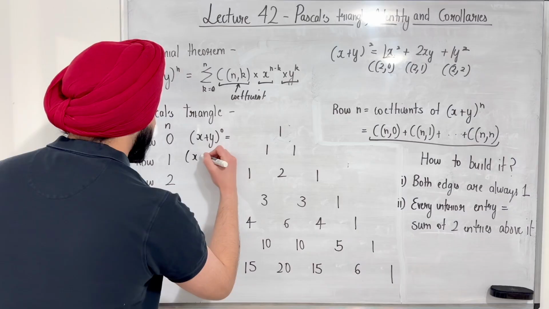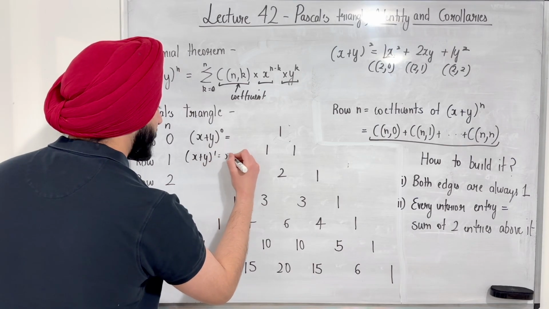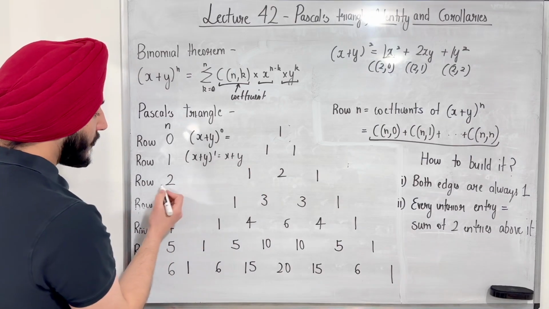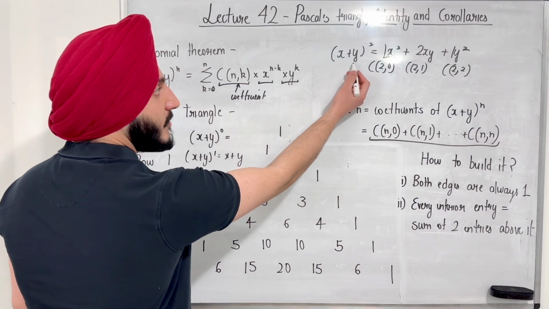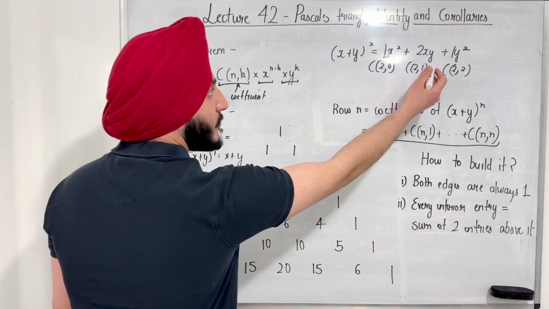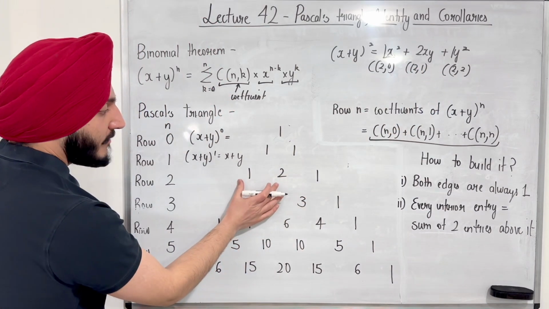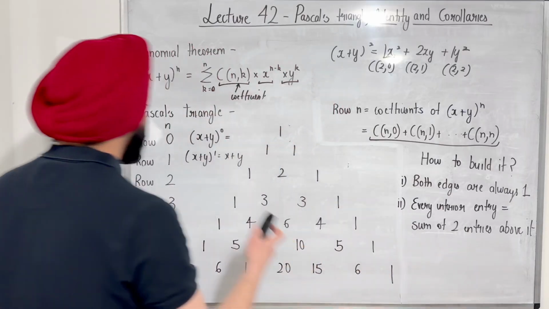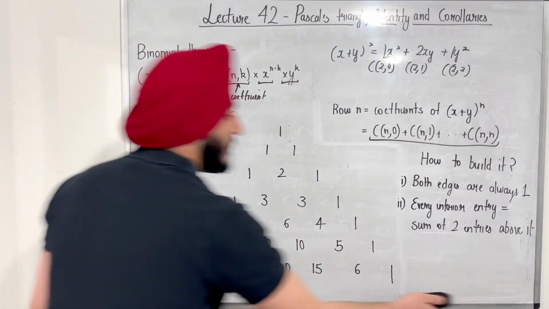Okay, if you look at x plus y to the power of 1, it would be x plus y. That's why the coefficients are just 1, 1. And if you look at row 2, x plus y to the power of 2 is x squared plus 2xy plus y squared. And that's why you have these coefficients, right? Which is 1, 2, 1. Okay, so all we have done is very simple to understand.